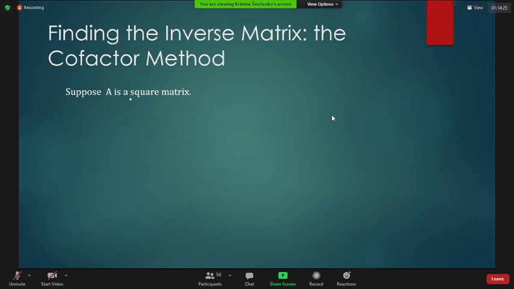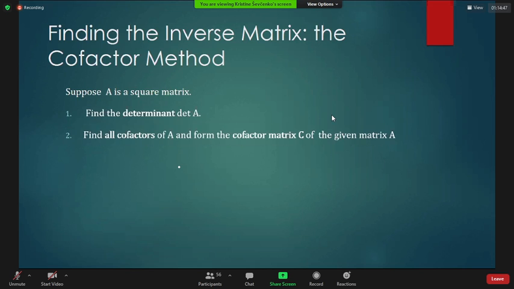So we suppose that A is a square matrix, and then the plan of action or the algorithm for finding the inverse matrix is, first of all, we find the determinant. We find the determinant of the matrix. That's universal. You can't do without it.